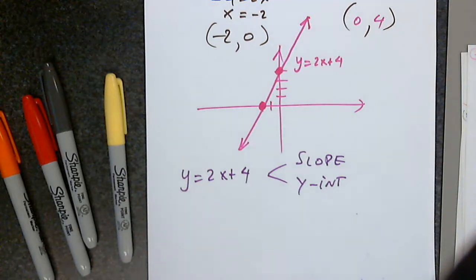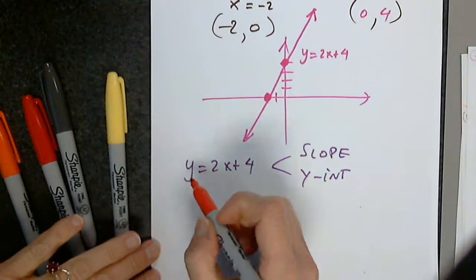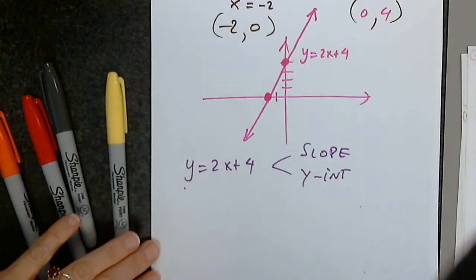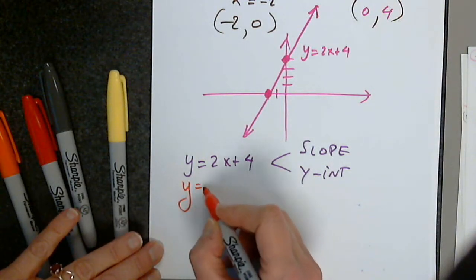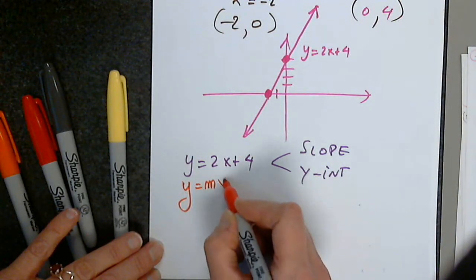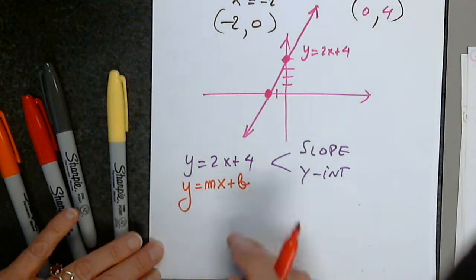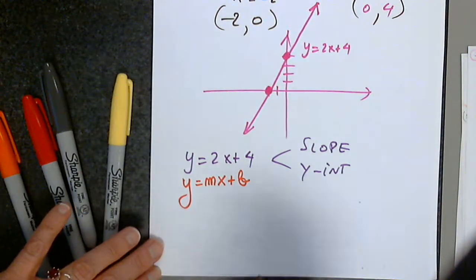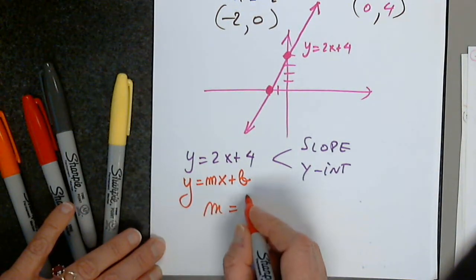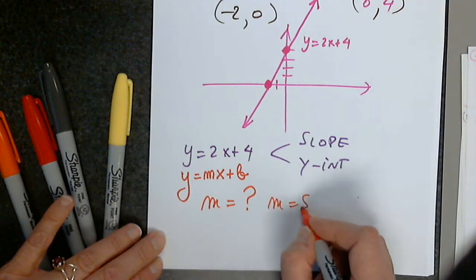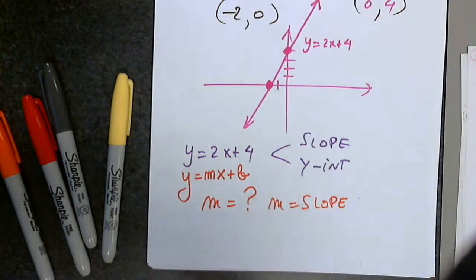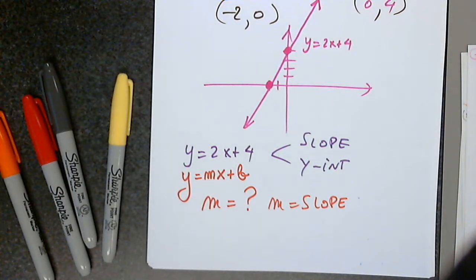I still have to find the y-intercept. However, this is typical for an equation that is called, you already told me, the slope-intercept form. Y equals mx plus b. What does m represent? Yes, m is exactly what we call the slope. What is the slope? The steepness of the line.